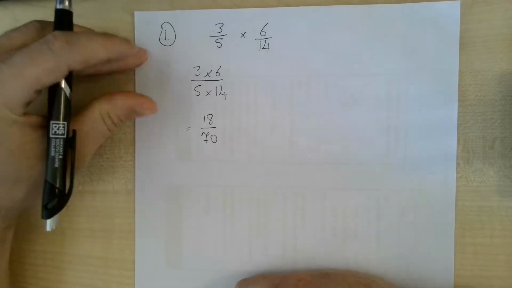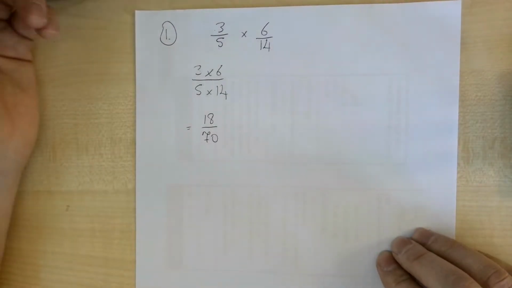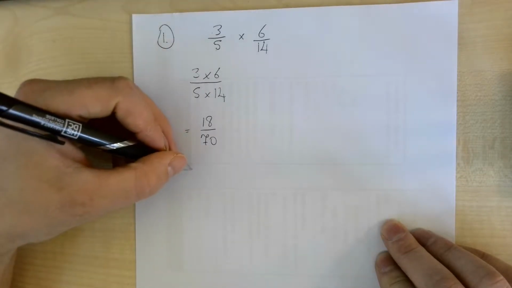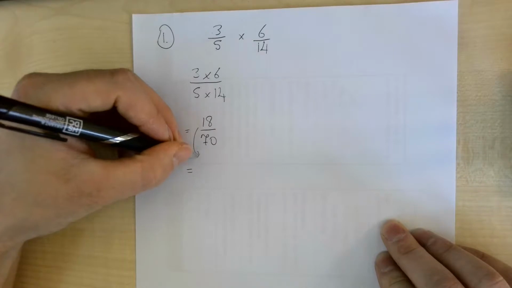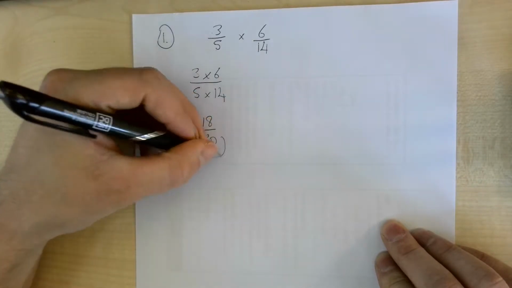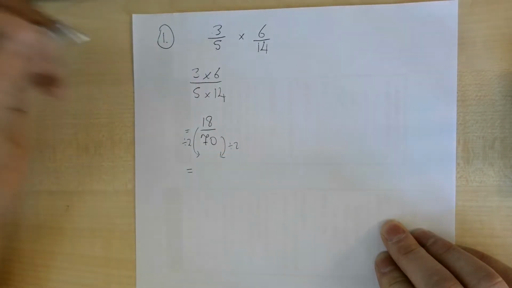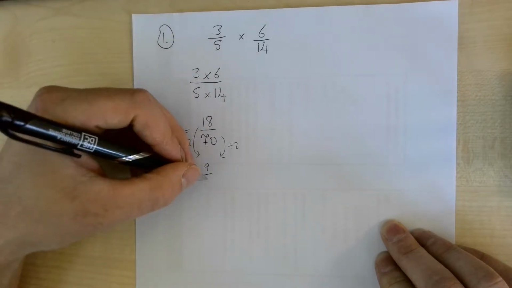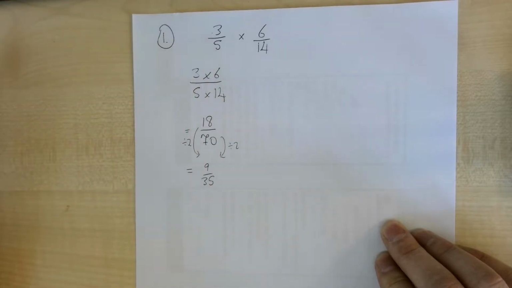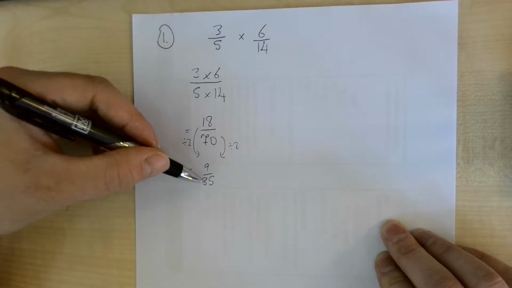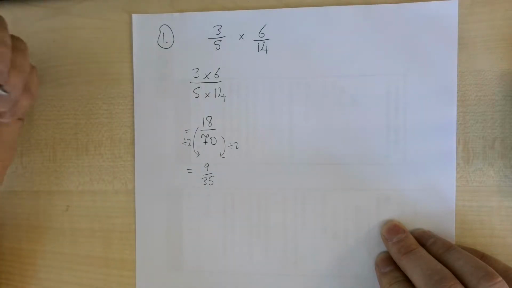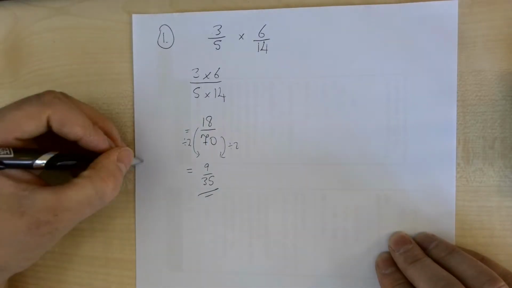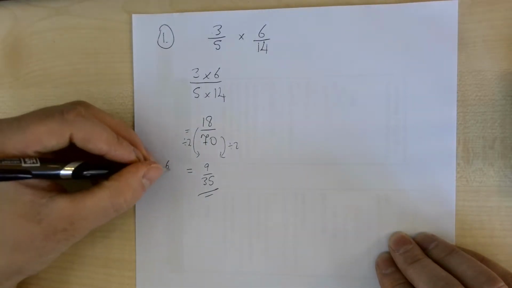And anytime you've got a fractions question, always look to see if you can simplify it. 18 and 70 are both even numbers, so we can divide them both by 2. 18 divided by 2 is 9. 70 divided by 2 is 35. We can't divide both of these by 2, we can't divide them by 3, 5, etc. So that is it fully simplified. That is our answer to 3 over 5 multiplied by 6 over 14.